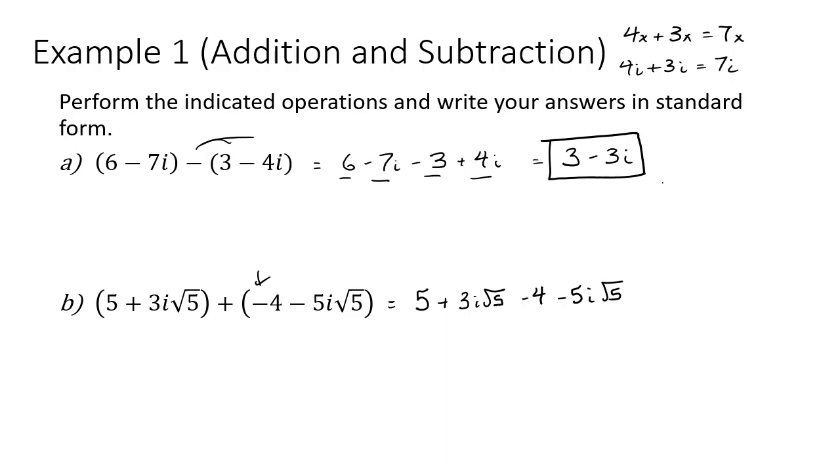Now it's important to note that this 3i root 5 and this minus 5i root 5 can only combine together because the radicals are exactly the same. So essentially we're treating i root 5 like our variable in this example up here. For the real parts, we've got 5 minus 4, which gives us 1. We've got 3i root 5 minus 5i root 5, which gives us a negative 2i root 5.